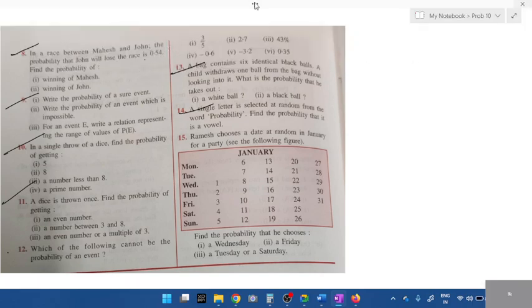All this is not required. I'll give you the direct answer. 1 minute. If John loses, then who's winning? Tell me. Mahesh is winning. The probability of John will lose the race is 0.54. Okay, the probability of John losing is 0.54, which means Mahesh also wins with the same value, 0.54. That's the answer for the first one, 0.54.